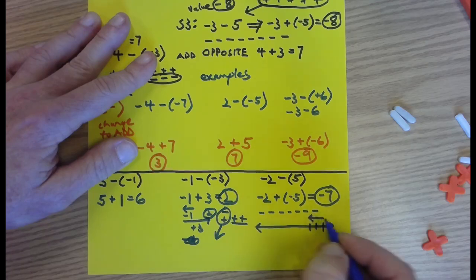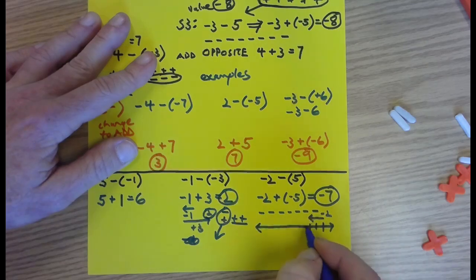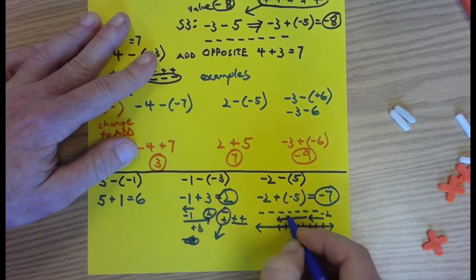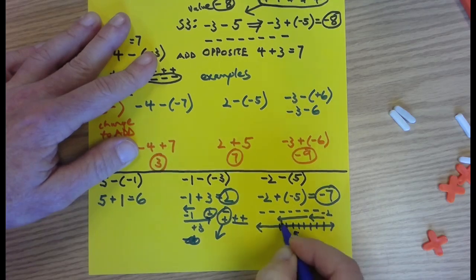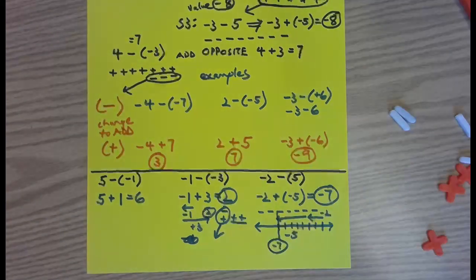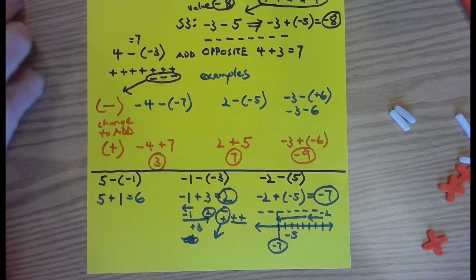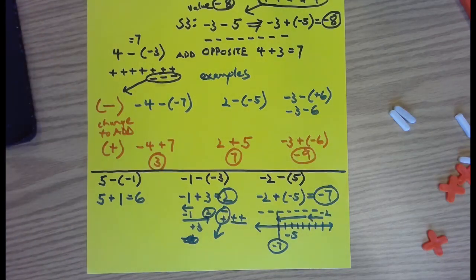So, number line, starting 2 to the left, and 5 more to the left. Ran out of room there. Landing at negative 7. We're all good. I hope that does the trick. Seems like I might want to make another video with some more practice. But that's how that works, and that's why it works, and I think it's a great strategy.